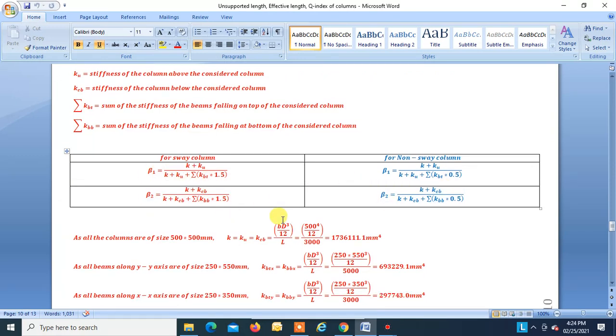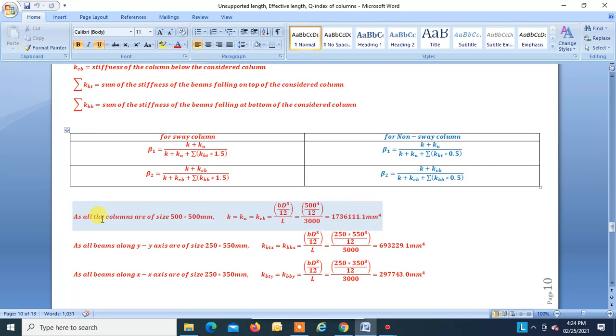So these are the formulas. First we will find the stiffness. Because all the columns are of the same size, 500 by 500, K is equal to KU is equal to KCB. The stiffness is found to be this much. As all beams along the YY axis are of size 250 by 550, the stiffness of the beam falling at the top joint and the beam falling at the bottom joint of the column will be the same, because the sizes are the same. So this is found to be this much. And as all the beams along the XX axis are of size 250 by 350, this is found to be this much.